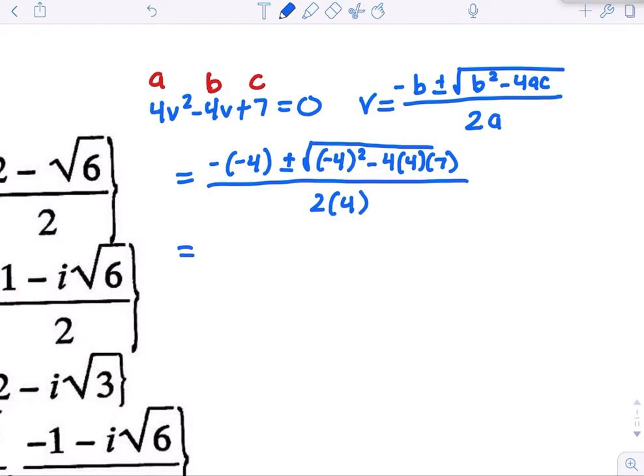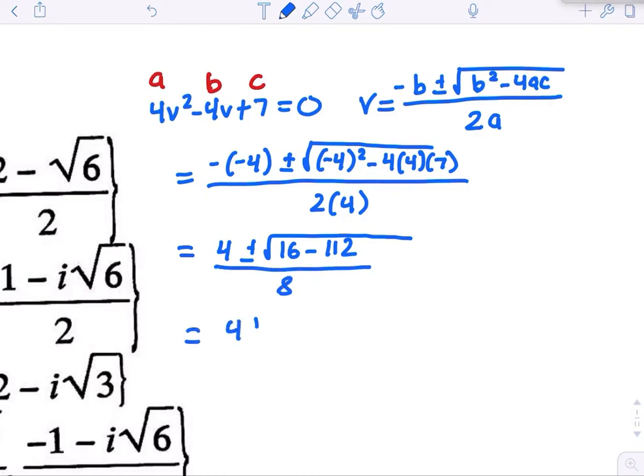All right, simplifying, you get 4 plus or minus 16, 28, 7 times 4 is 28, 28 times 4 is negative 112, all over 8. Simplify that more, negative 96, all over 8. So now we gotta simplify that one, right?